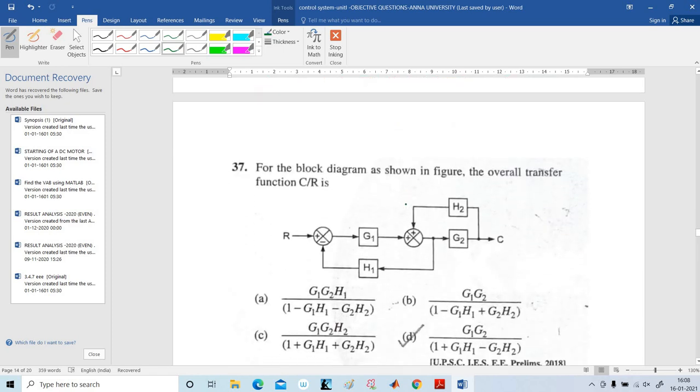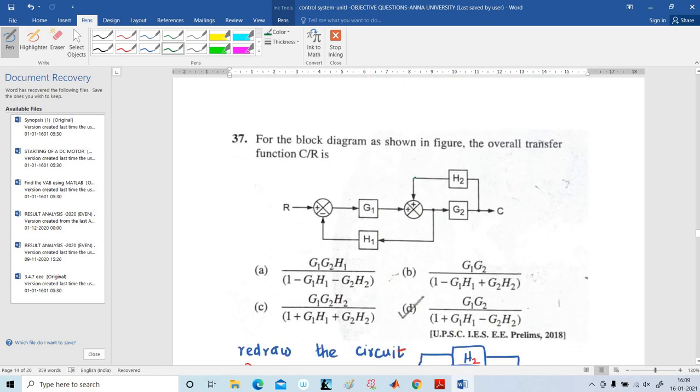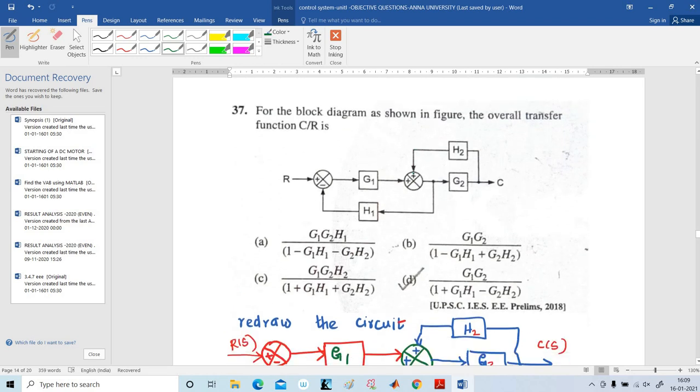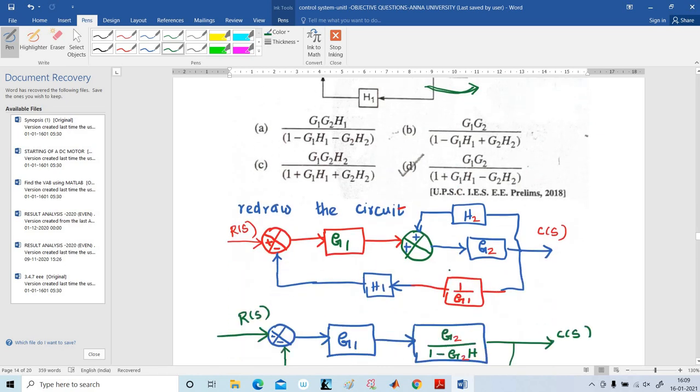Our next problem, for the block diagram shown in the figure, the overall transfer function C by R. So first see this block diagram. Here we have the takeoff point. The first step, you have to move the takeoff point to the output side. Then you have to reduce that. So I have to move the takeoff point.